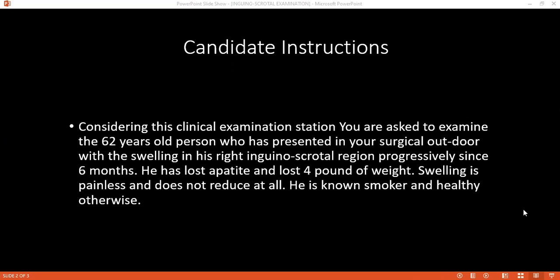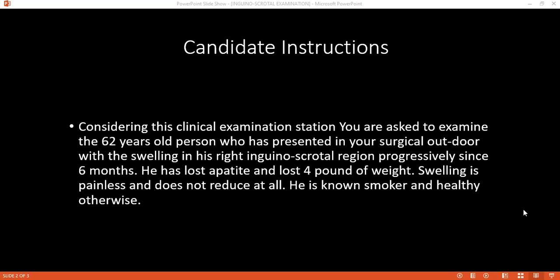Then after that, I would like to proceed and palpate the inguinal lymph nodes, both the transverse and the deep ones, for both sides. Then after that, I would like to listen to the lump with a stethoscope for any form of bruit or presence of bowel sounds. So, bowel sounds.